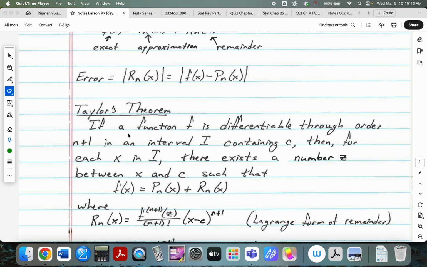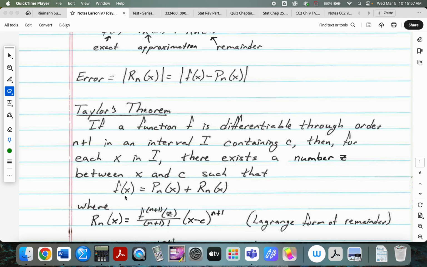And it says this: if a function f is differentiable through order n plus 1, so if we're doing the first 5 terms, the 6th derivative needs to exist in an interval I containing c. So in this interval containing wherever we're centering our approximation, then for every x in that interval I, there exists a number z. And you're like, oh gosh, more letters? Yes, there exists a number z between x and c such that f of x is equal to p sub n of x plus r sub n of x.